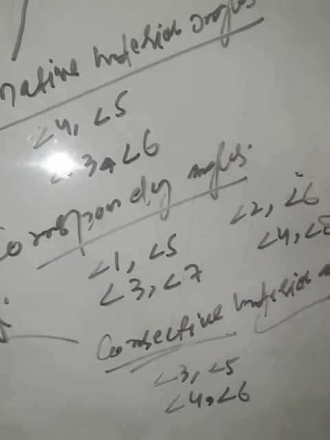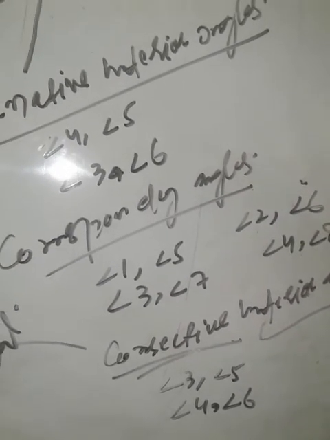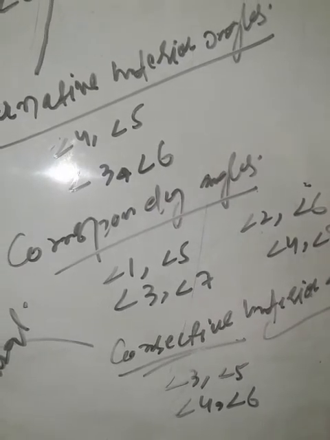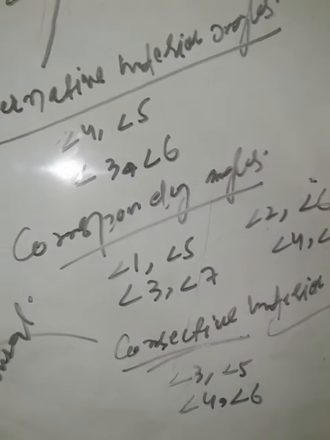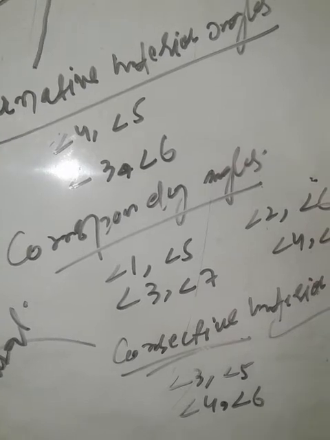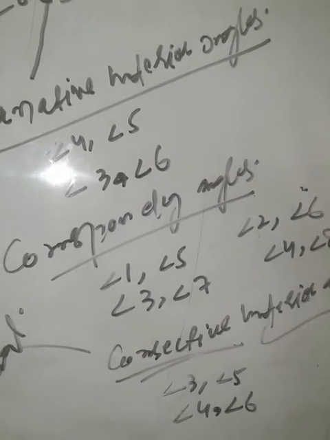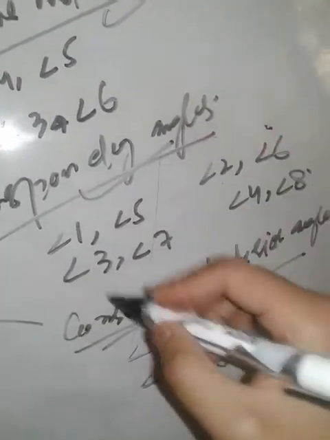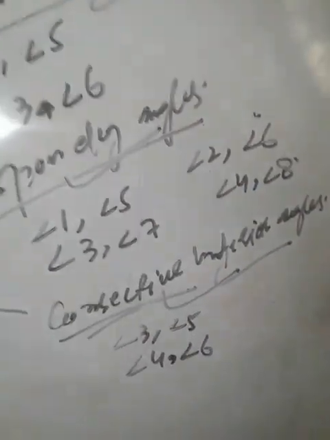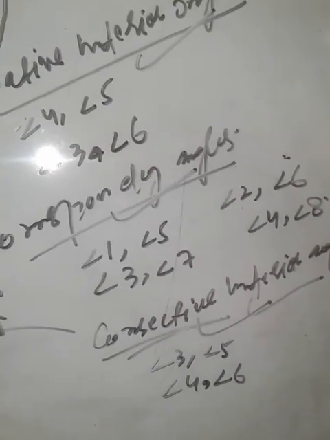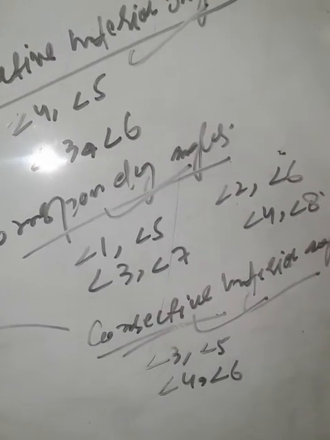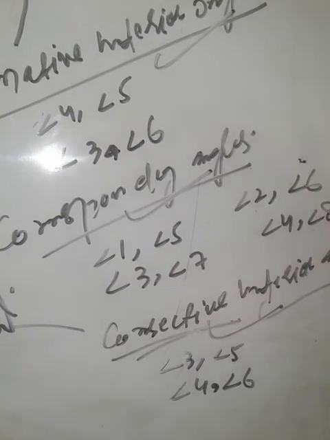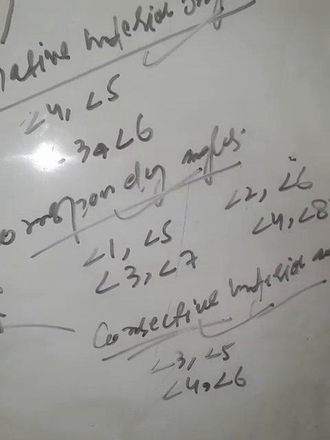These were the basic angles which a transversal forms with the parallel lines. In the next video we will study the properties of these angles, that is alternate interior angles, corresponding angles, and consecutive interior angles. And later we will read the converse properties, and later do some questions and theorems, and we will carry on this chapter.